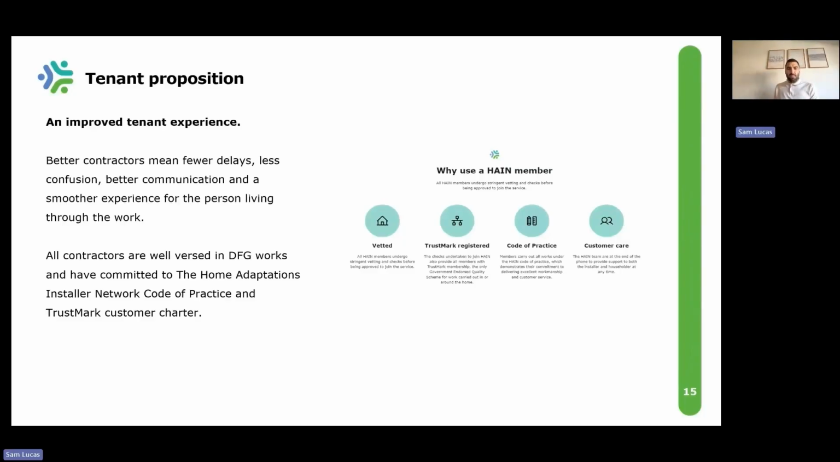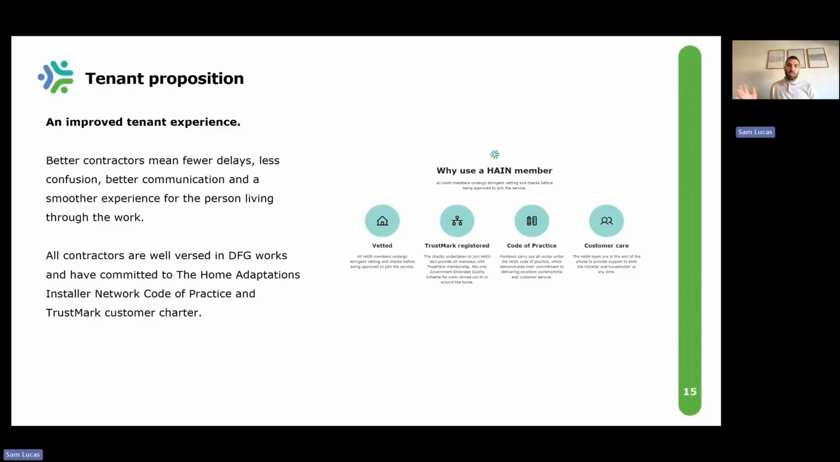From a tenant's perspective, it should be a really good and an improved tenant experience. They should be getting the best user experience possible for the work that's being carried out. So with better contractors, there should be fewer delays, there should be less confusion, and better communication between them and the tenant, and just a smoother experience throughout for the person living there whilst the work is going on.